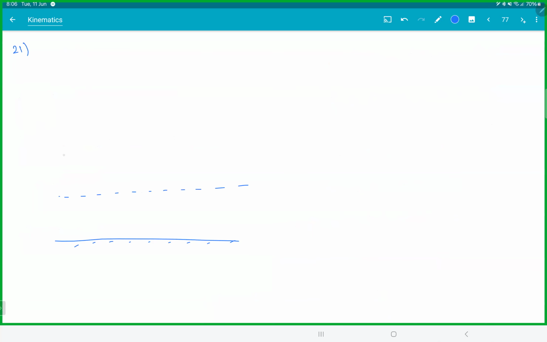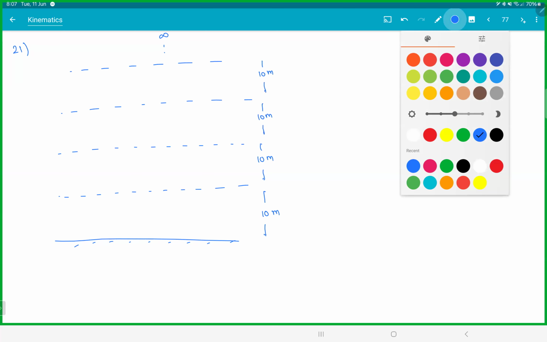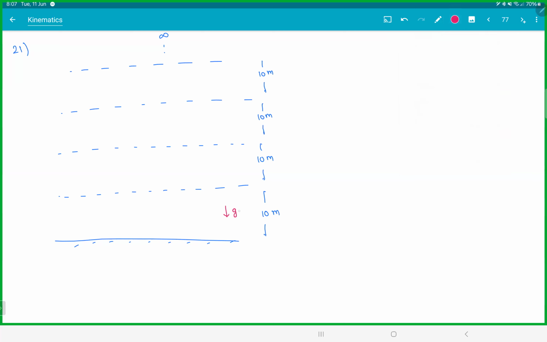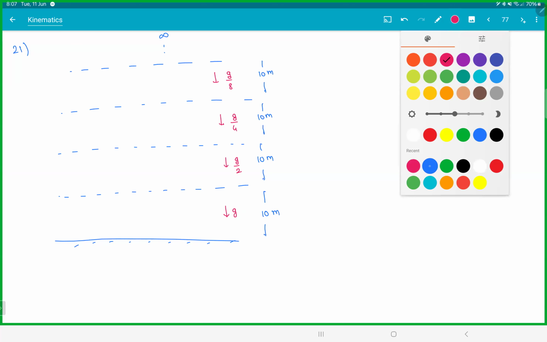So we have a weird planet here. For every 10 meters, the gravity becomes half. So the first 10 meters gravity is g. Second 10 meters gravity is g/2. Next 10 meters gravity is g/4. Next 10 meters gravity is g/8 and so on till infinity.